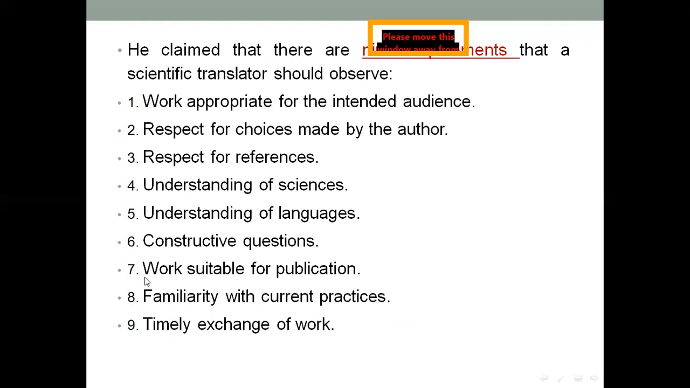Another requirement is that their work should be suitable for publication, dealing with texts that are acceptable in the target culture. For example, we have several inventions which are not acceptable or religiously unacceptable in the target culture. So, how can we translate this text into the target language? Actually, these texts will not be accepted by the target audience.